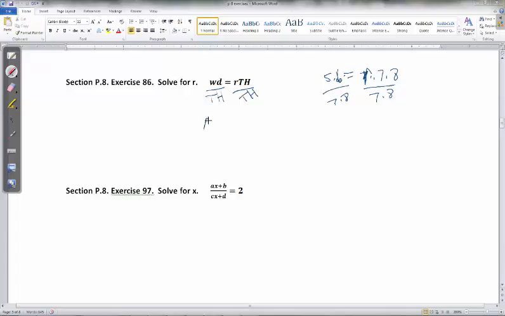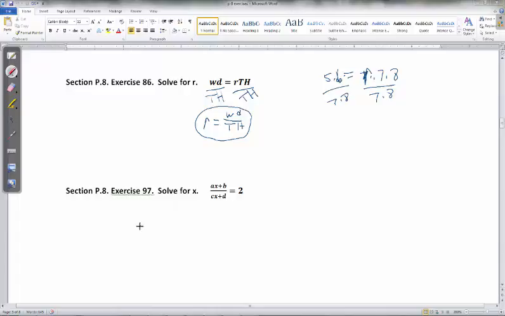So my final answer is R equals WD over TH. Most of my students' response to that problem is, oh, that's it? Yeah. These problems aren't significantly more difficult than the other problems. You just have to recognize that they're still linear and that you have to solve them in the same way.